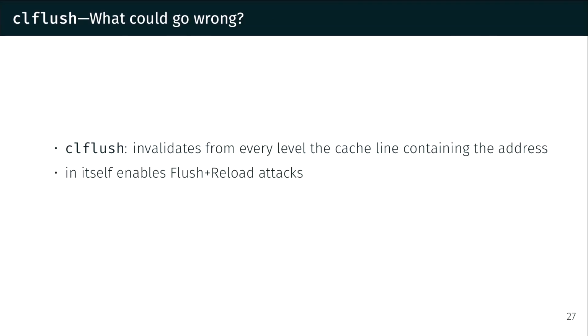So, enough about the MOV instruction. Let's head to CLFLUSH. This CLFLUSH instruction invalidates from every level the cache line that contains the address that you pass to this instruction. In itself, it's kind of bad because it enables the Flush+Reload attacks that we showed earlier. That was just flush, reload, and the flush part is done with CLFLUSH. But there's actually more to it. How wonderful.